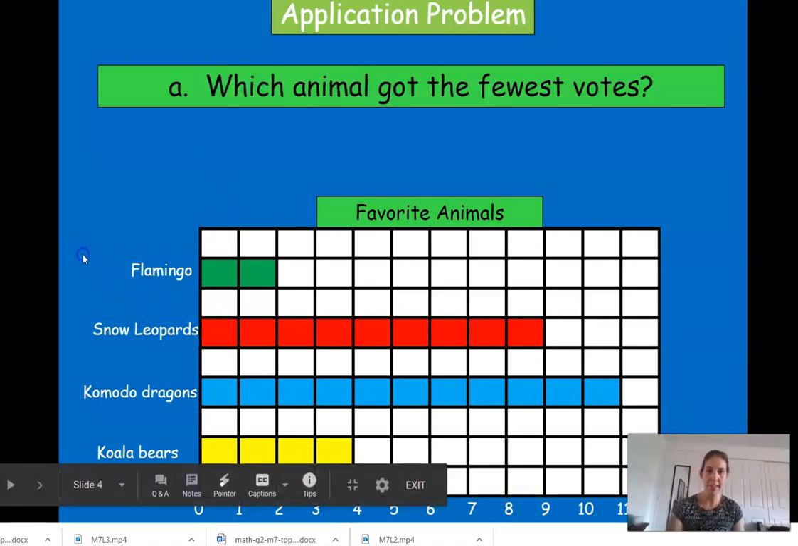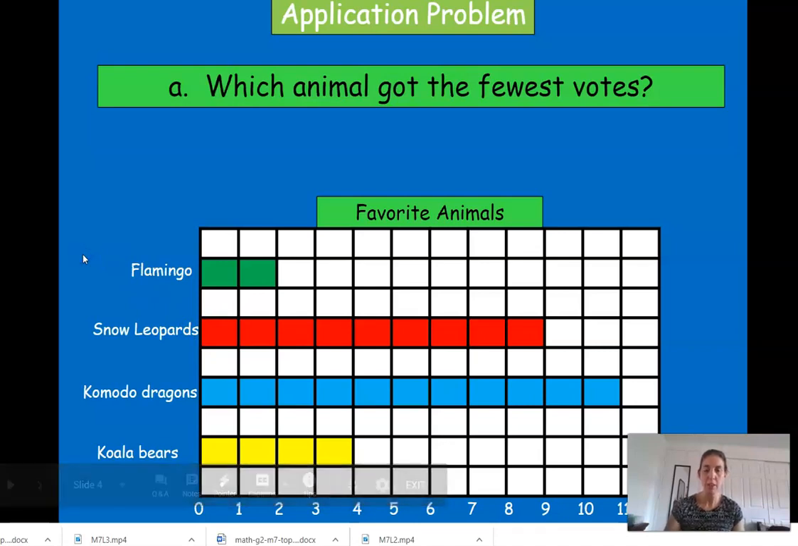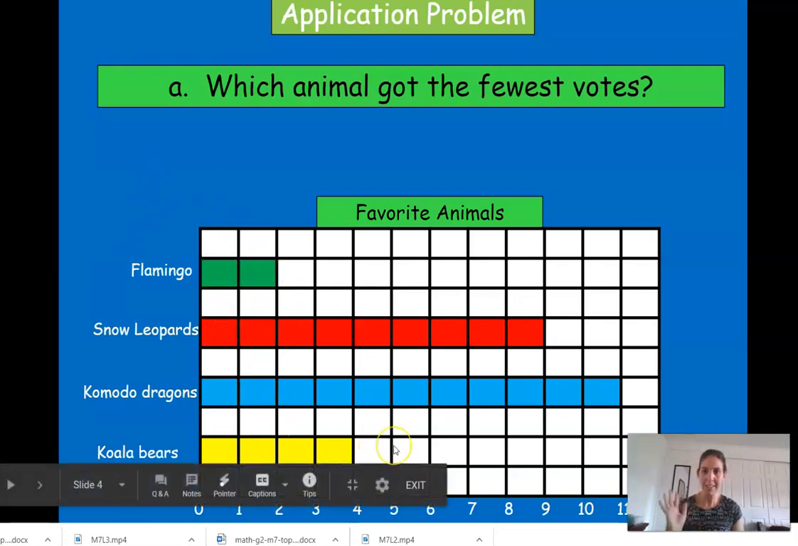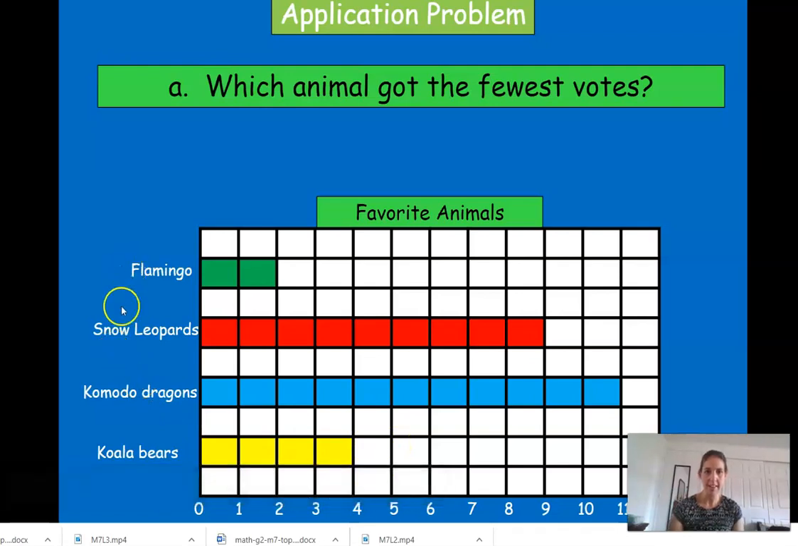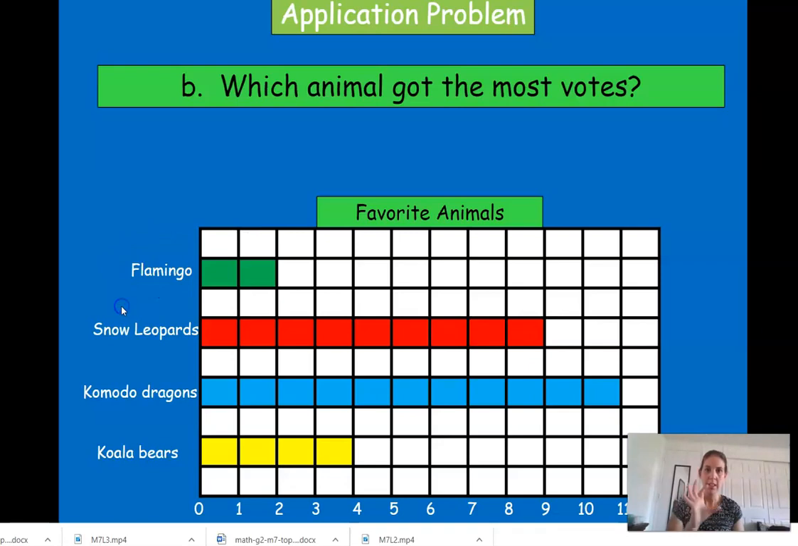So now we can answer questions based on this chart. Which animal got the fewest votes? So you can look at how long each of these is and look at which one is the shortest. And that's going to be the flamingo. And which animal got the most votes? So which one has the most votes or the longest line? And that's going to be the Komodo dragons. Wow. I don't know if I've ever seen a Komodo dragon before.